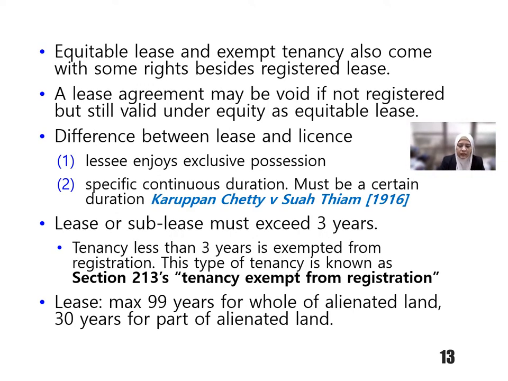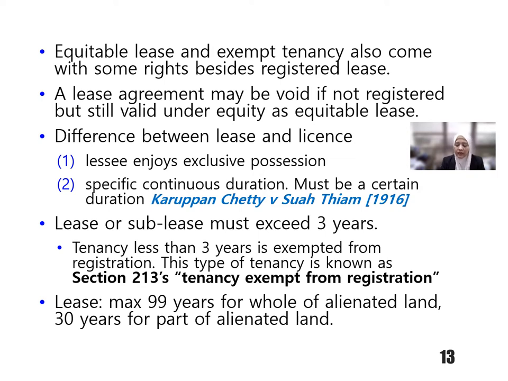Okay. So for equitable lease and exempt tenancy, exempt tenancy refers to section 213 tenancy, which is not required to be registered. They come with some rights beside the registered lease. In the situation whereby they are not registered, a lease agreement may be void if not registered, but still valid under equity as an equitable lease. So this is what equitable lease means. They have no protection under the National Land Code, but equity may provide some protection for them.